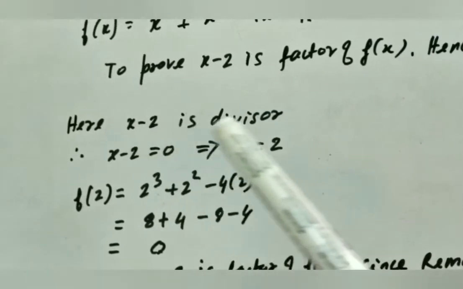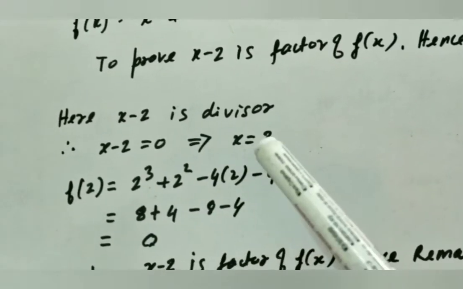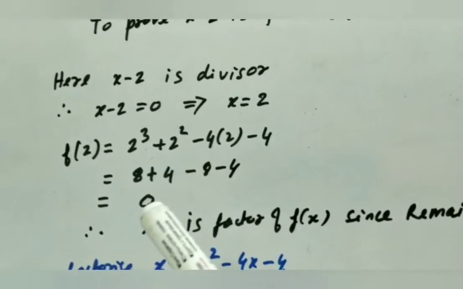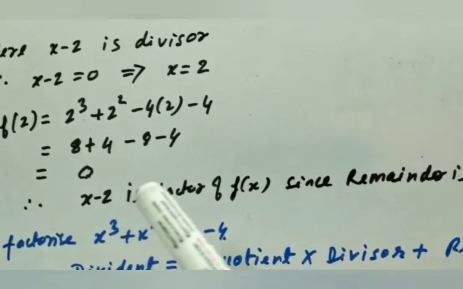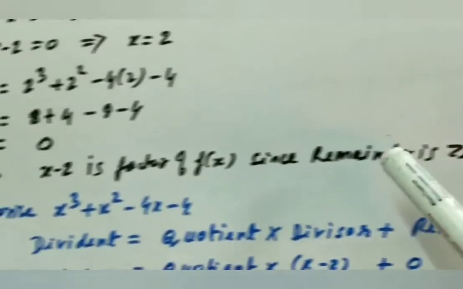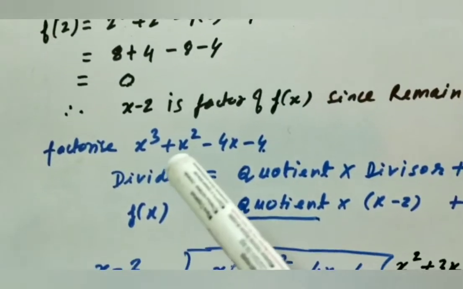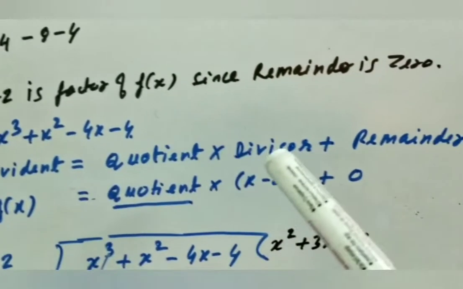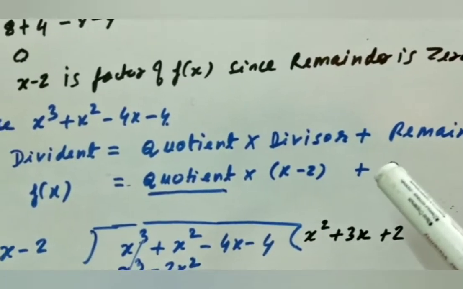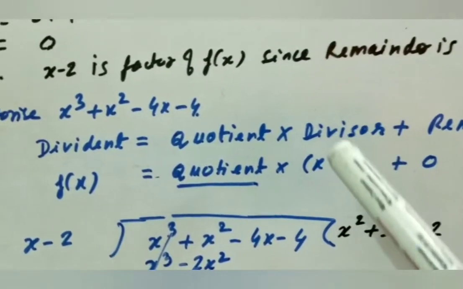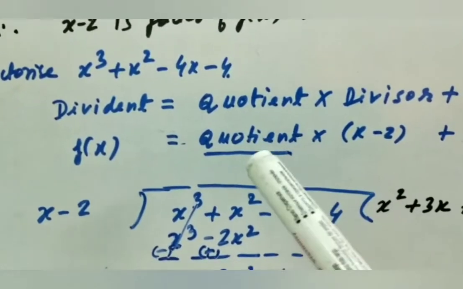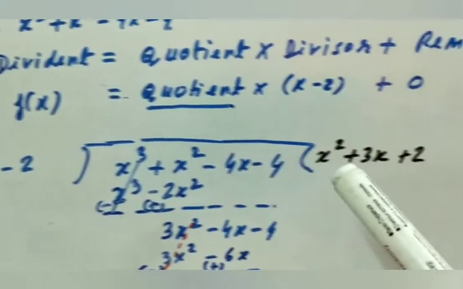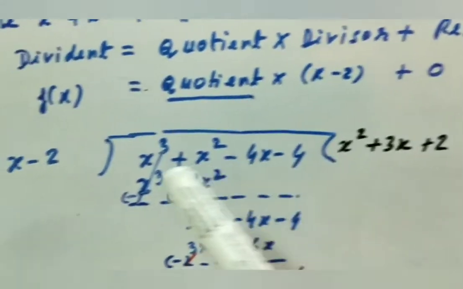To prove this, x minus 2 is a divisor, so x is equal to 2. So f(2) is equal to 0. Remainder 0 means it is a factor. Now since we have already proved and confirmed that it is a factor because the remainder is 0, now we have to factorize it. We know that dividend is quotient into divisor plus remainder. Since the remainder is 0, it is in factor form. The divisor is given, we need to find the quotient. So by the long division method, we divide. You have studied this in lower classes also.